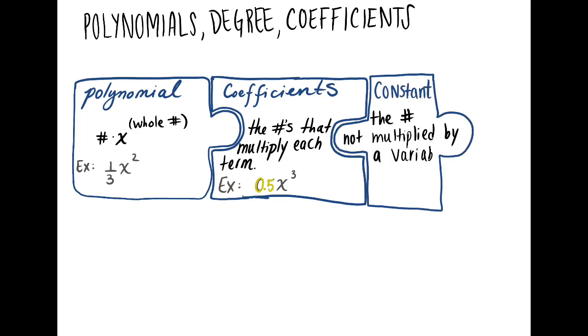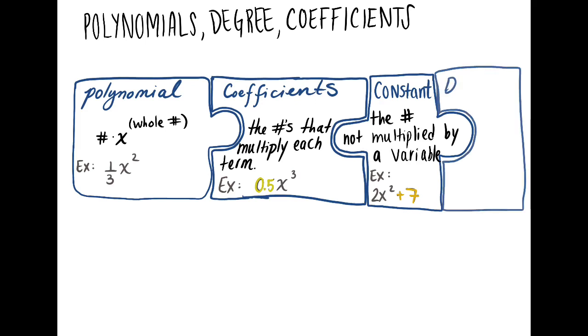Okay, a constant. The constant is the number that does not have a variable, so there's no x. Usually it's at the end, not always. So in this case, here's an example, 2x squared plus 7. 7 would be the constant.